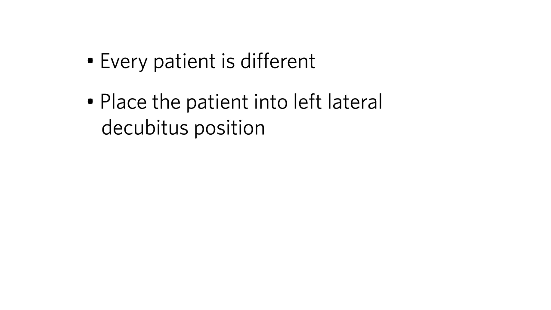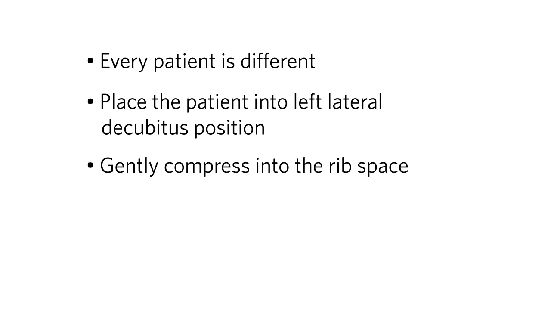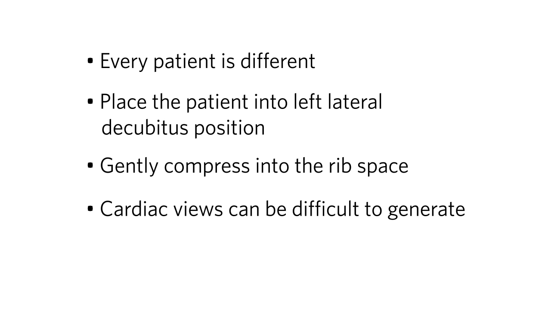Placing a patient into the left lateral decubitus position can often improve a difficult parasternal or apical view. Gentle compression into the rib space can improve contact and allow better beam penetration. Remember that cardiac views are difficult to generate at the best of times. Less than ideal images are not uncommon. However, it's always worth looking, as you can't predict who will be difficult to scan.